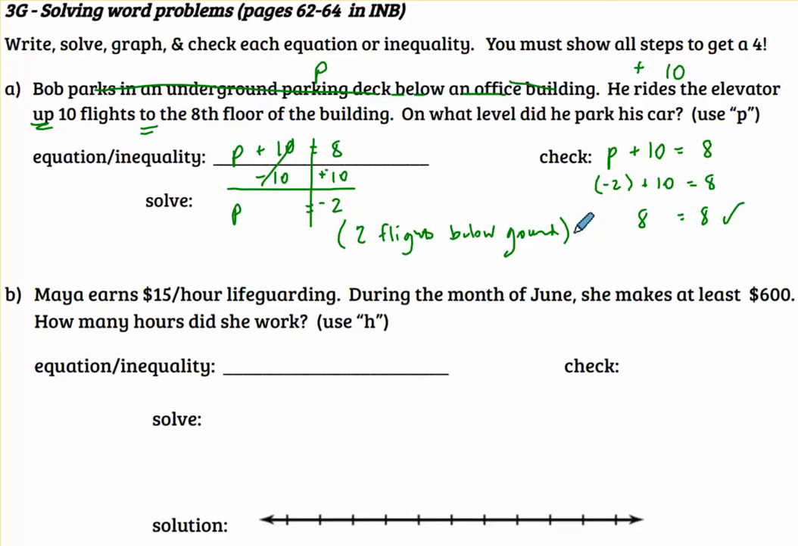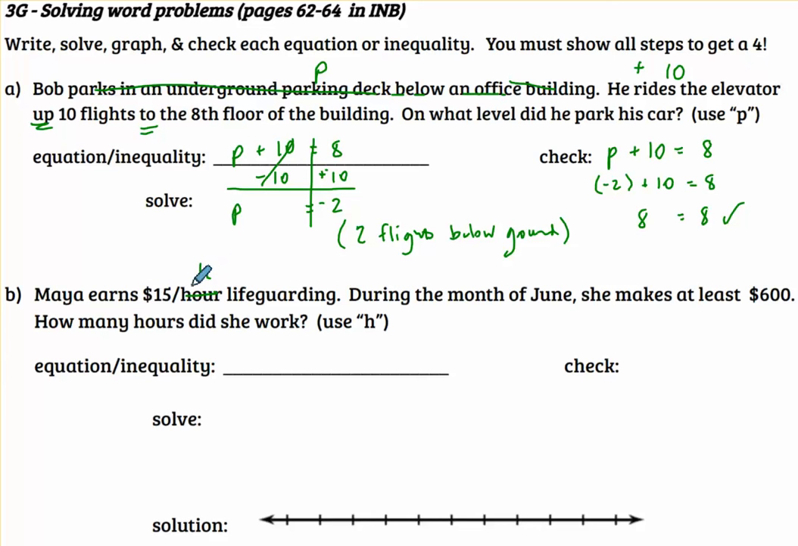All right. B, Maya earns $15 per hour lifeguarding. During the month of June, she makes at least $600. How many hours did she work? Use H. That means anytime you see hours, you're going to put H. Okay, so let's think about this. She earns $15 per H, or per hour.